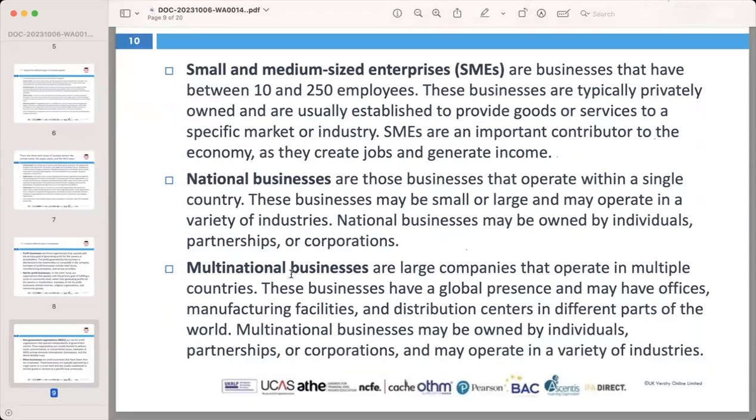Multinational businesses are large companies that operate in multiple countries. These businesses have a global presence and may have offices, manufacturing facilities, and distribution centers in different parts of the world. Multinational businesses may be owned by individuals, partnerships, or corporations and may operate in a variety of industries. So basically, national businesses operate within a single country, while multinational corporations have a global presence with operations in multiple countries, right?